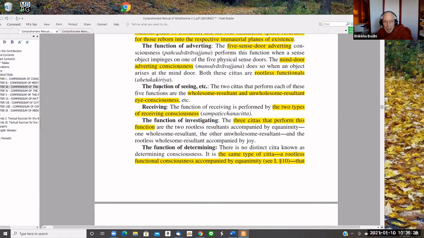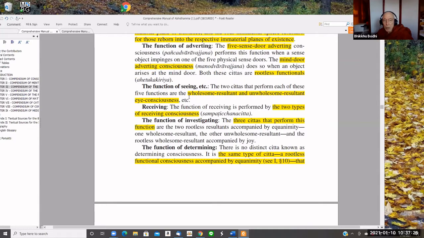Okay, then we have the five sensory functions: seeing, hearing, smelling, tasting, and touching. And those functions can be performed by either of two cittas. That is, if it's an agreeable object that's appearing, it will be the wholesome resultant eye consciousness that sees the form, or the wholesome resultant ear consciousness that hears the sound, and so on. If it's a disagreeable object, then it will be an unwholesome resultant eye consciousness or an unwholesome resultant ear consciousness, and so on. And so we have five functions and two cittas able to perform each one of those functions.